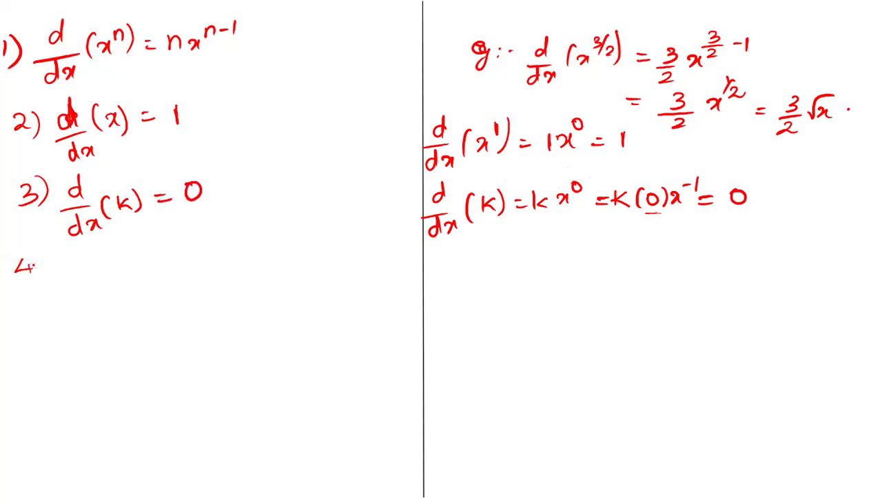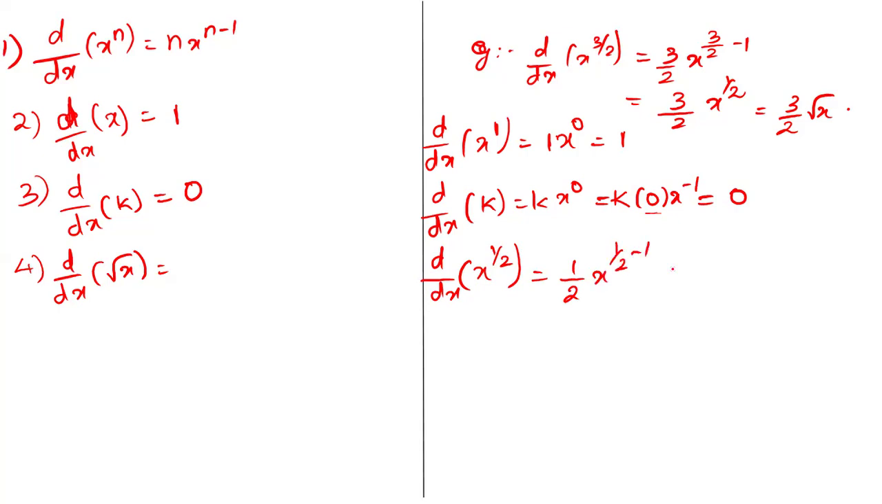And then we'll move on to the next thing. If you get root x, what will you do? Again, we'll go here. Differentiation of d by dx of root x, which can be written as x power 1 by 2. Always bring our power to the front. So 1 by 2 x power 1 by 2 minus 1, which can be written as 1 by 2 x power minus 1 by 2, which is equal to 1 by 2 root x. So your formula will be 1 by 2 root x.